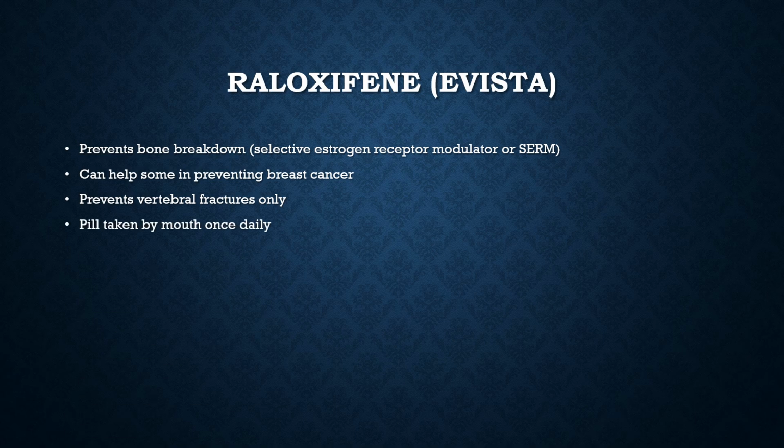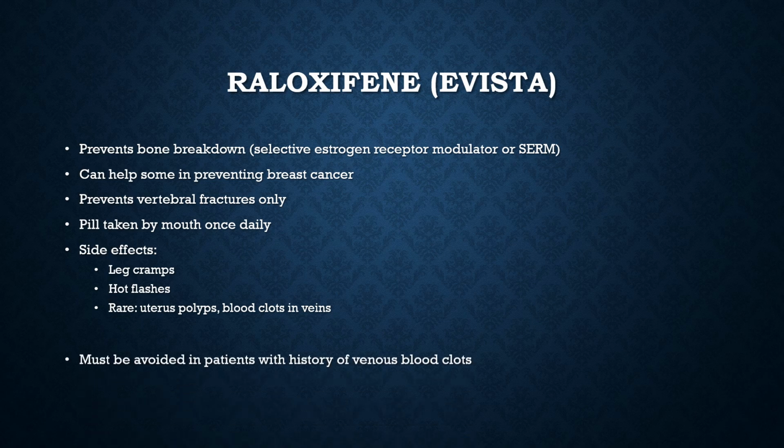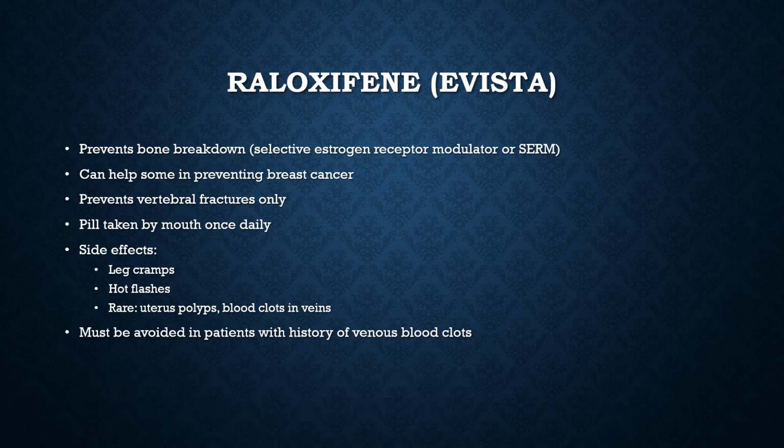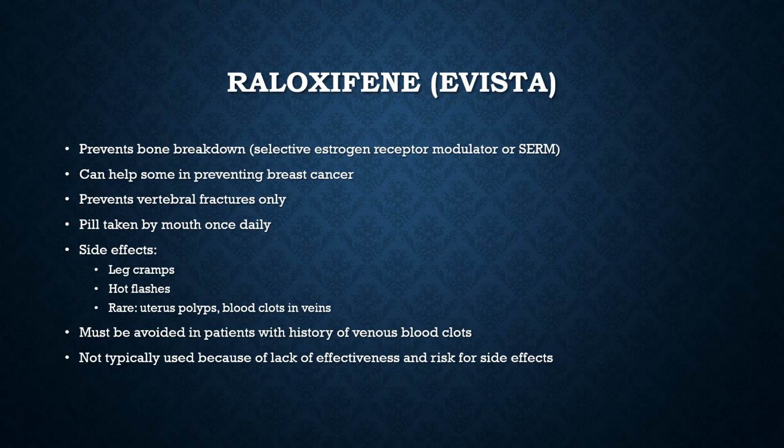It's a pill taken by mouth once a day. Side effects can include leg cramps and hot flashes. It can rarely cause uterine polyps or blood clots in the veins of the legs, known as deep vein thrombosis. It must be avoided in patients with a history of venous blood clots. It's not typically used because of the relative lack of effectiveness, especially for hip fractures, and the risk of side effects.